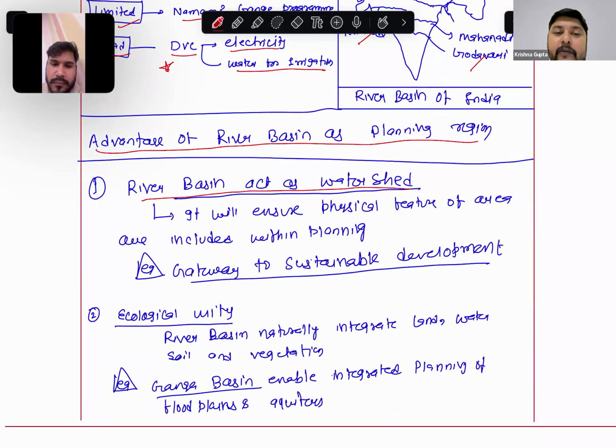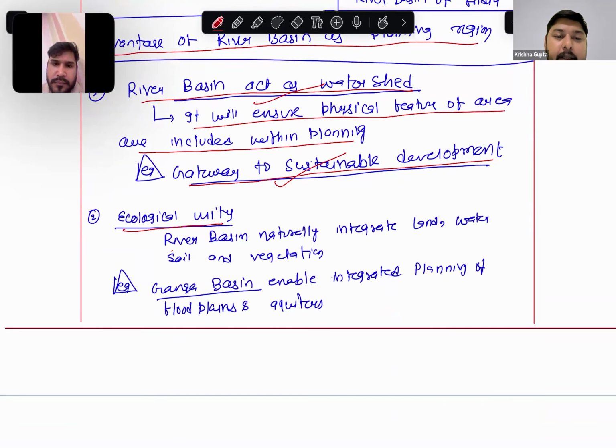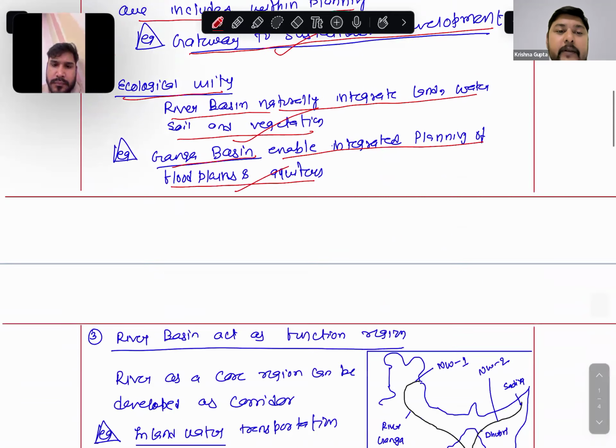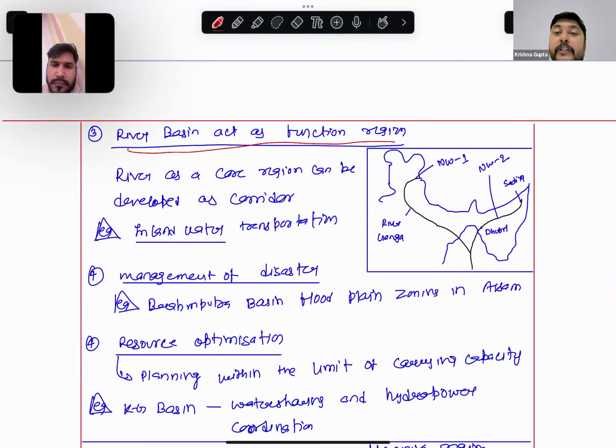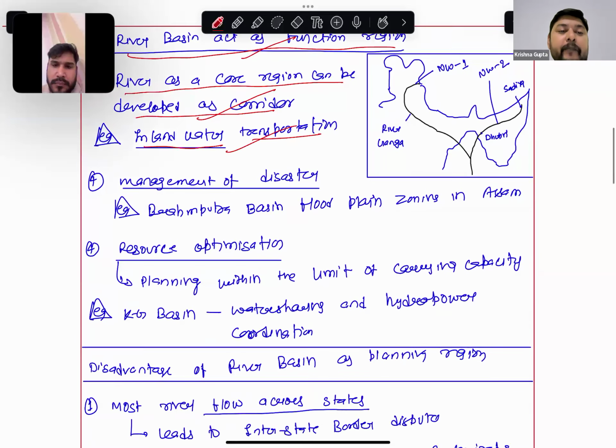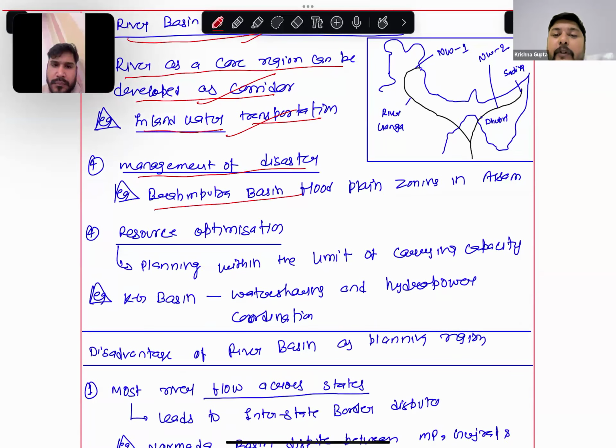River basin acts as a watershed, so the physical features of the area are included in planning, a gateway to sustainable development. Very good. Ecological unity: river basins naturally integrate land, water, soil, and vegetation, like the Ganga Basin enabling integrated planning of floodplains and waters. River basin as a functional region: the river as a core region can be developed as a corridor for inland water transportation. Then management of disaster, like Brahmaputra Basin, floodplain zonation in Assam.